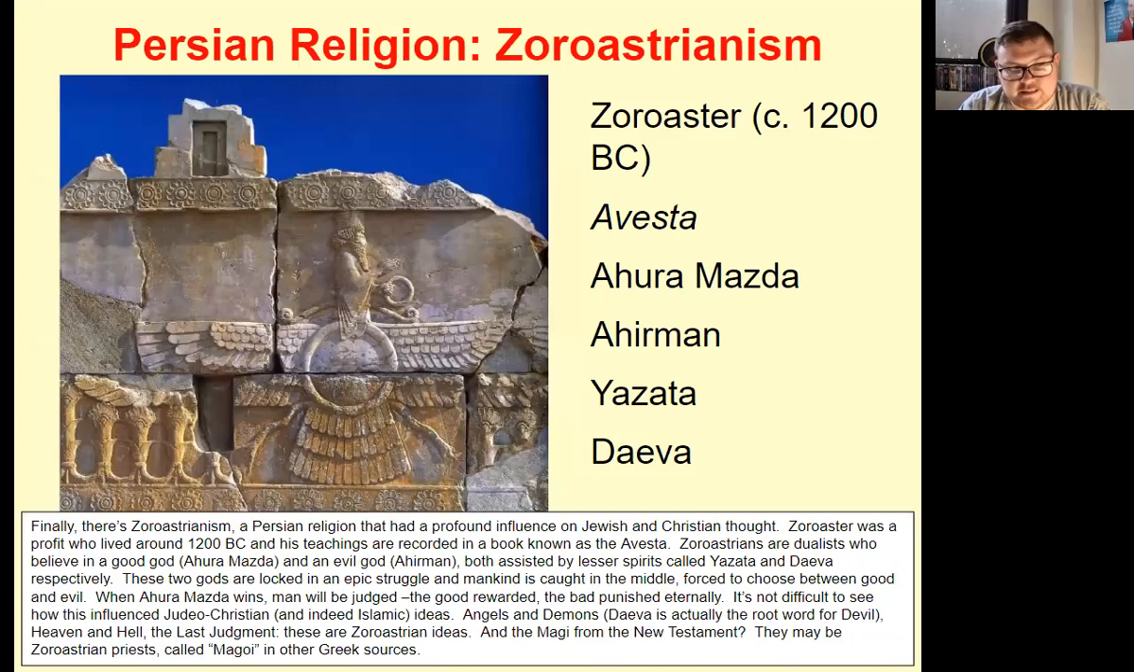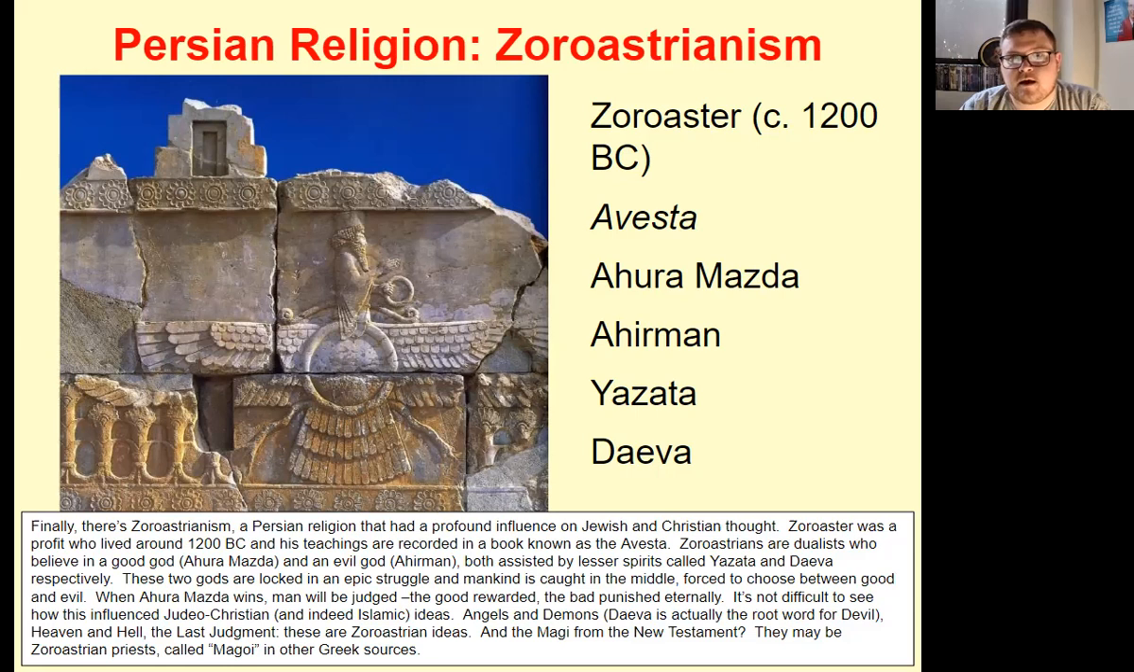So then we have Zoroastrianism. Zoroastrianism was a Persian religion that had a profound influence on Jewish and Christian thought. Zoroaster was a prophet who lived around 1200 BC, and his teachings are recorded in a book known as the Avesta. Zoroastrians are dualists who believe in a good god and an evil god, both assisted by lesser spirits called the Amesha Spentas and the Daevas, respectively. These two gods are locked in an epic struggle, and mankind is caught in the middle.